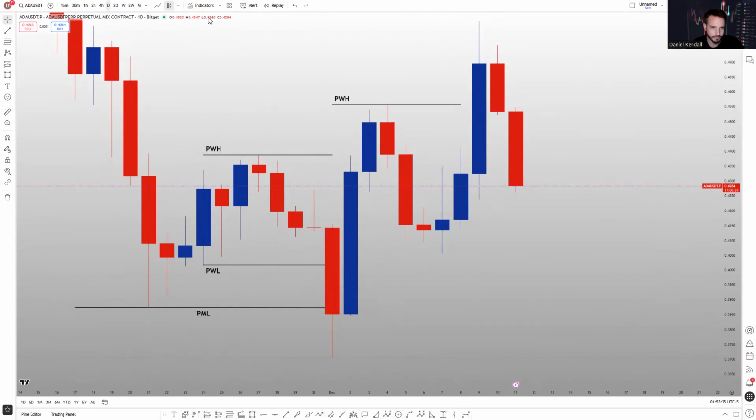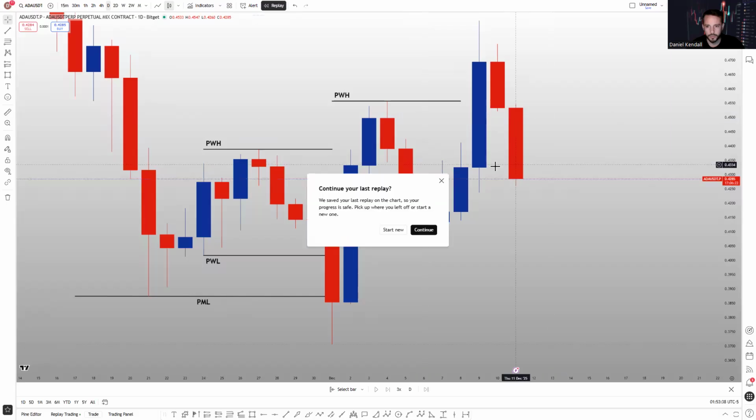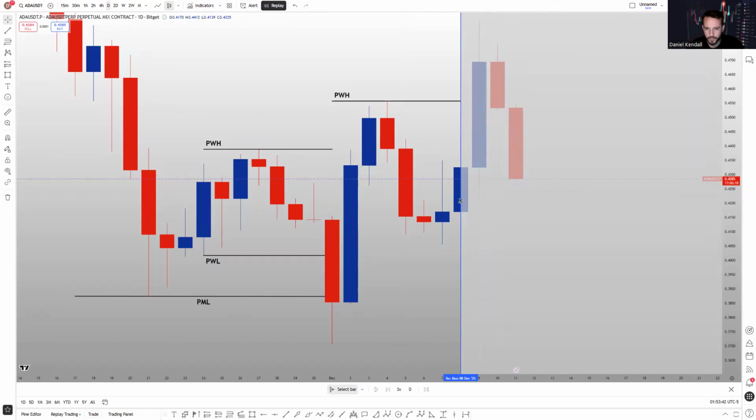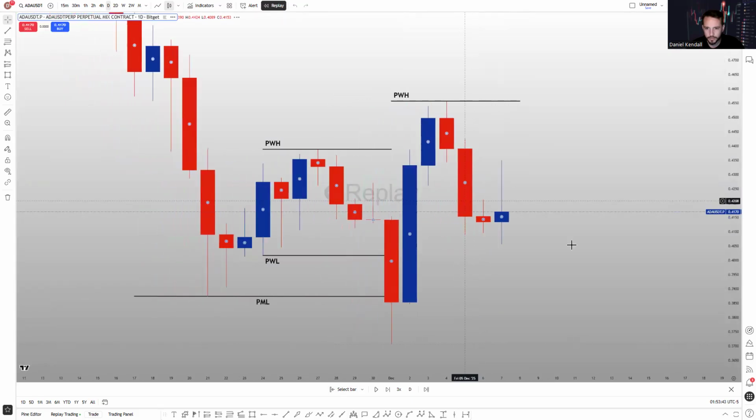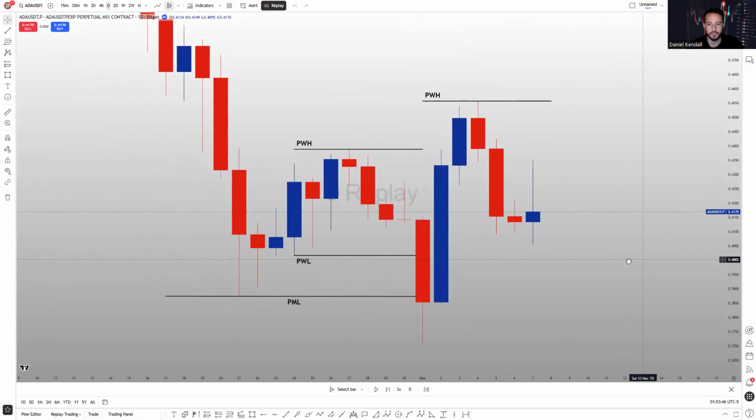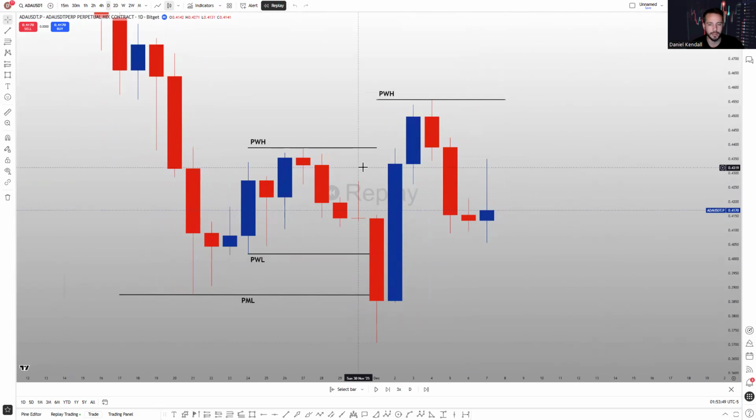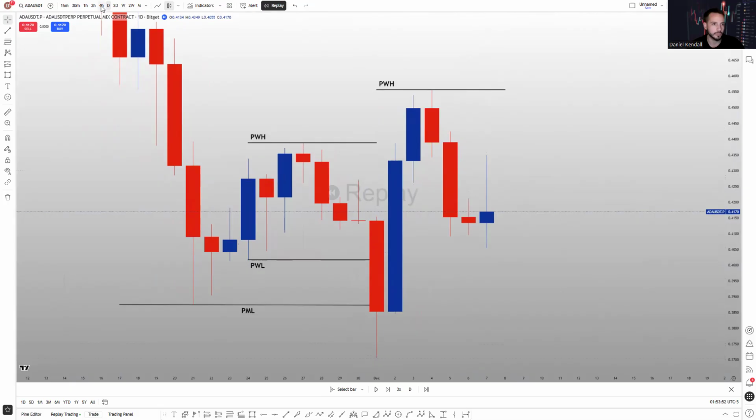So what I'm going to do is start a new one and mark off where I entered in. We're going to use the replay tool, and then I'm going to drop down to the 4-hour chart.